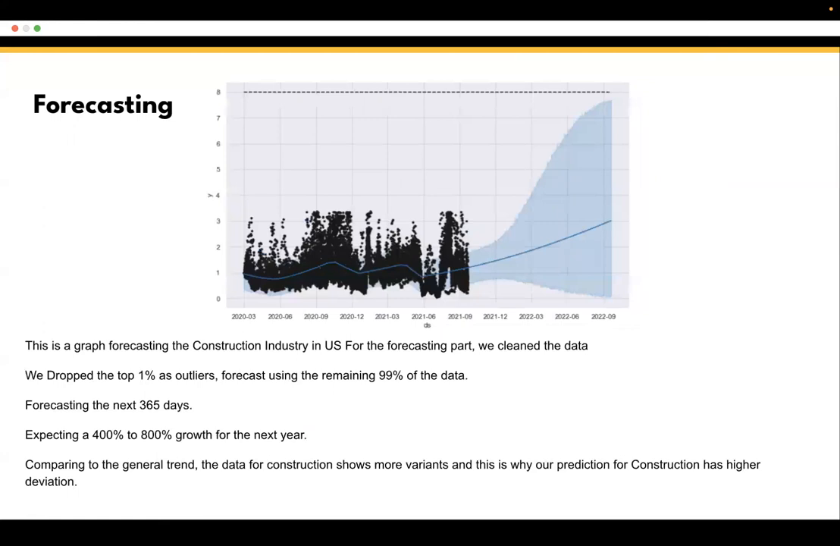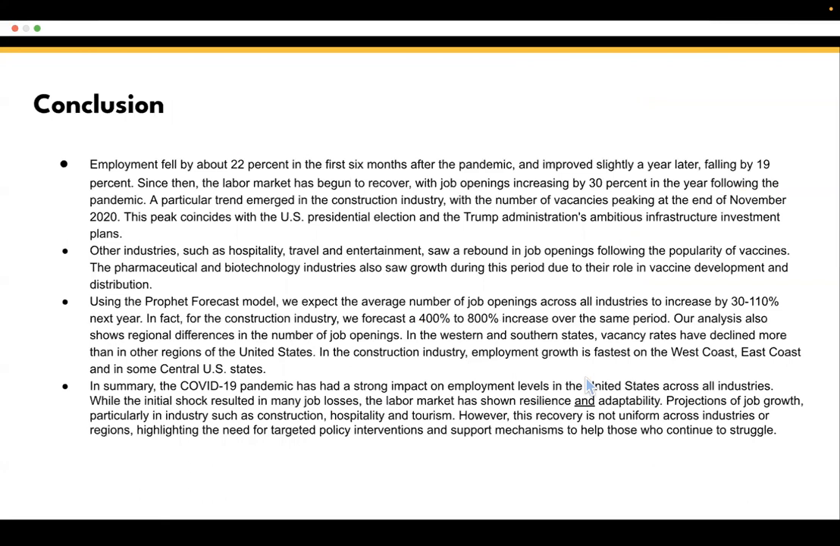We also predict the construction industry for next year. We cleaned the data, also dropped the top 5% as outliers, and forecast using the remaining data. So there will be a 400 to 800% growth for next year. Compared with the general trend, the construction data shows more variance, and this is why our prediction for construction has higher deviation. So our conclusion is, as we use the Prophet forecast model, we expect the average number of job openings across all industries to increase 30 to 110% next year. In fact, for the construction industry, we forecast a 400 to 800% increase over the same period.